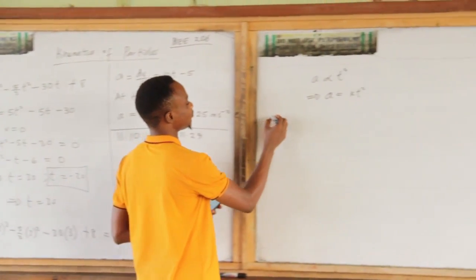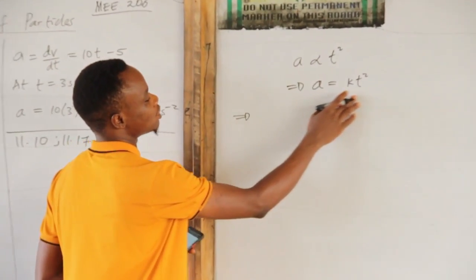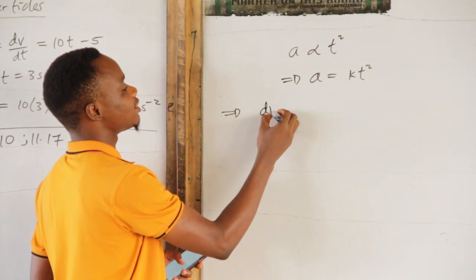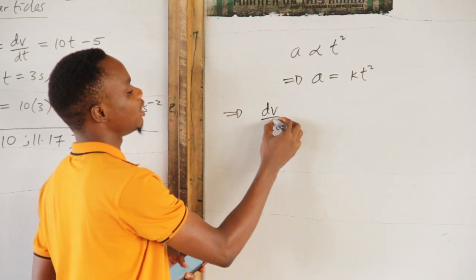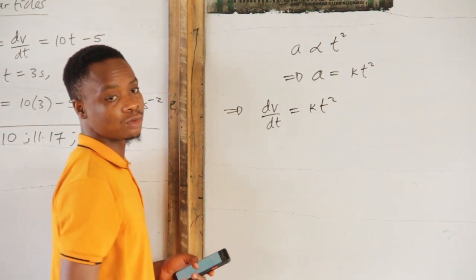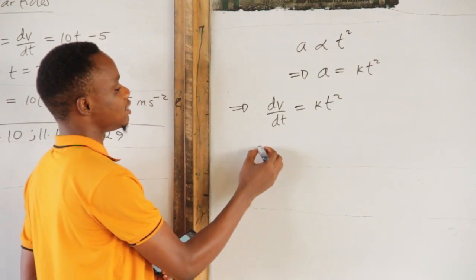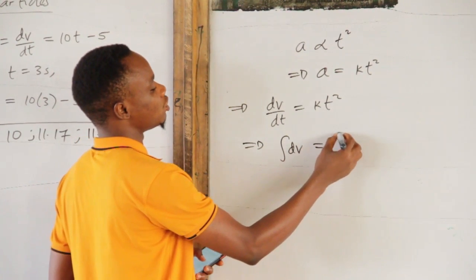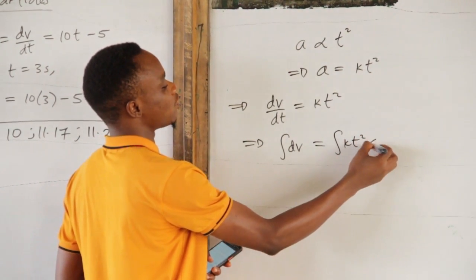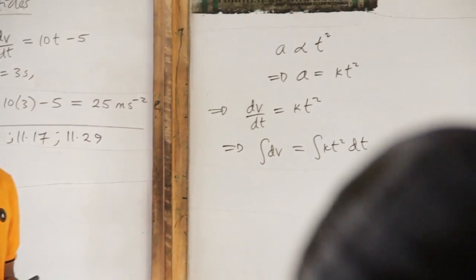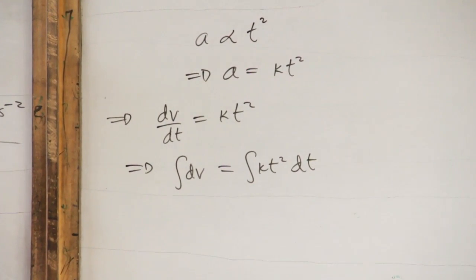Please pay attention now. I know that if I need to get v from here, I can integrate this equation. I know acceleration is dv/dt. So I'm given that dv/dt equals kt squared. Does that make sense to you? So I can integrate this. That means that the integral of dv is equal to the integral of kt squared dt. Does that make sense to you? Are we together, please? Please concentrate.